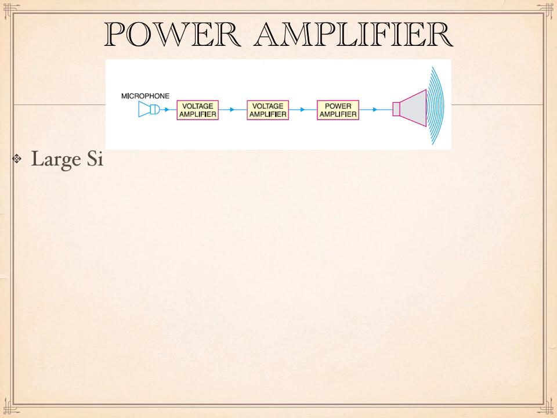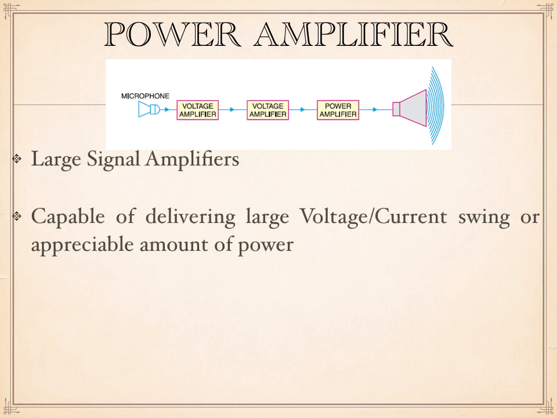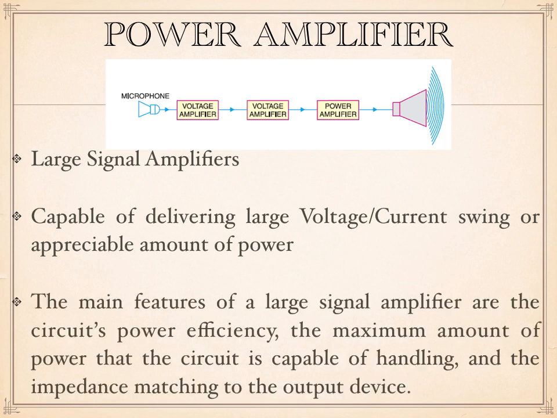It is a large signal amplifier, that is, it is capable of delivering large voltage and current swings, and an appreciable amount of power is obtained at the output. The main features of a power amplifier or a large signal amplifier are its power efficiency, the maximum amount of power that the circuit is handling, and the impedance matching to the output device. Impedance matching is required to transfer maximum power to the load.